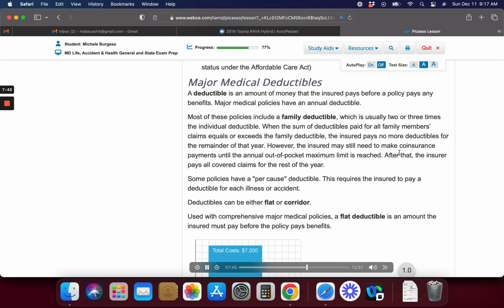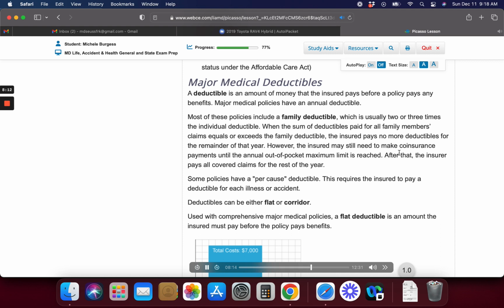Used with comprehensive major medical policies, a flat deductible is an amount the insured must pay before the policy pays benefits. Example: Hector's comprehensive major medical policy has a flat $500 deductible. He incurs $7,000 in covered medical expenses. Hector must pay $500 of the expenses. Then the policy will base how much benefit it pays on the remaining $6,500.